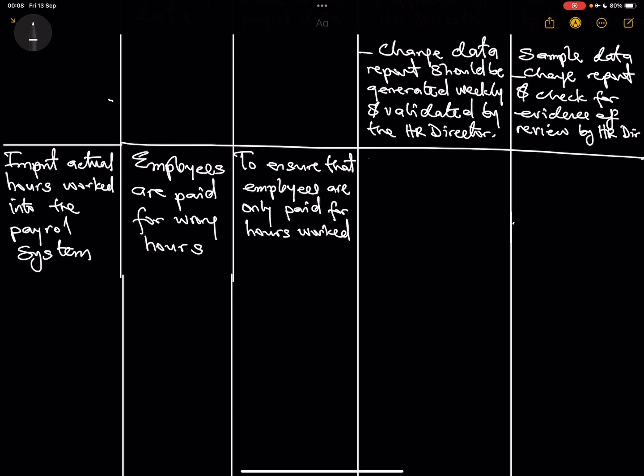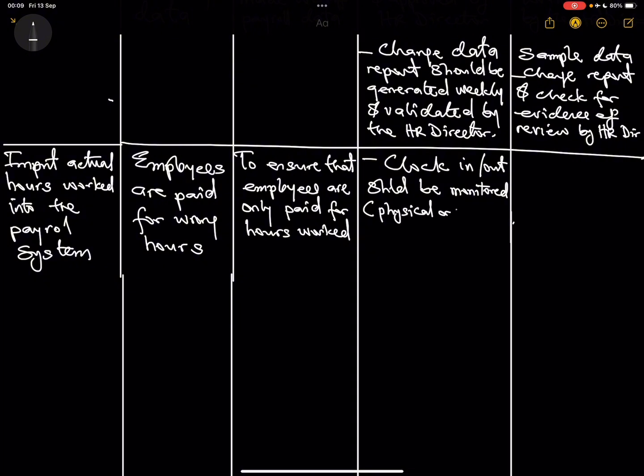So the control will be that clock in and clock out should be monitored. Like I said, it can be monitored either physically by a human or logically. And when we say logically, we are using a computer, so maybe like CCTV, right, to do that. That will prevent people from clocking in for their friends.